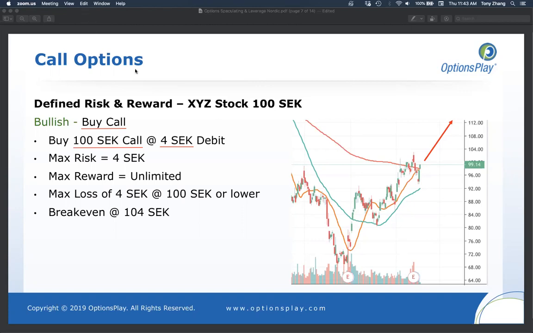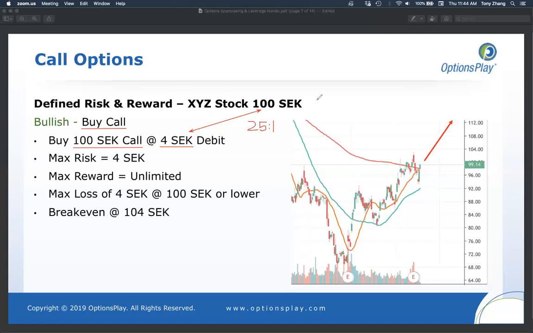So the leverage that I receive on this particular trade is actually 25 to 1, because I'm going to control a 100 crown stock with just 4 crowns. And we're going to come back to this in a minute. 25 to 1 leverage. So this is the leverage ratio that you'll receive when you utilize an option strategy.